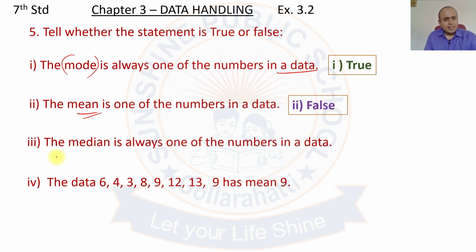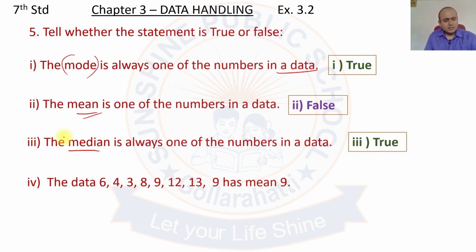Third question is, the median is always one of the numbers in the data. Median is nothing but the middle number, and the middle number is always from the data only. Therefore, median is always one of the numbers in the data. So therefore the answer is true.